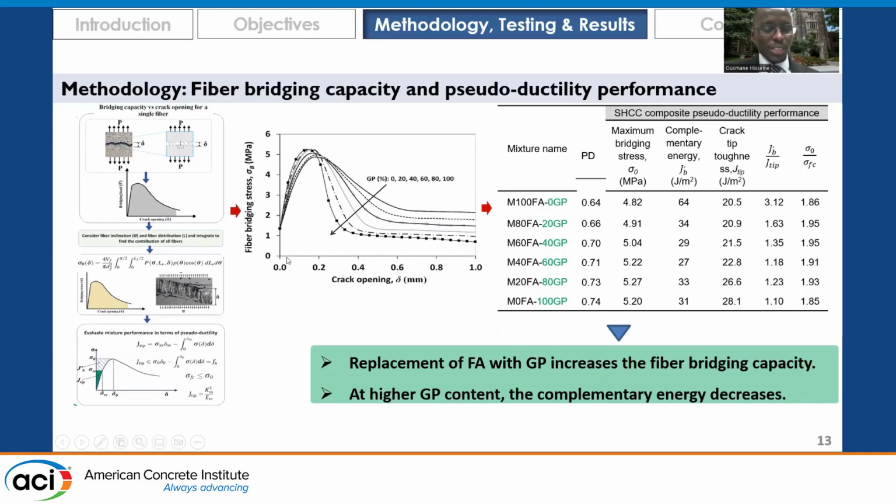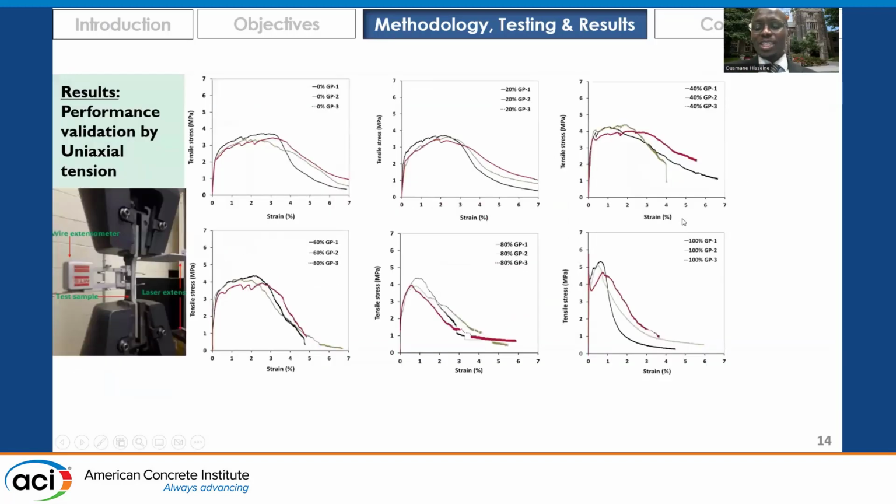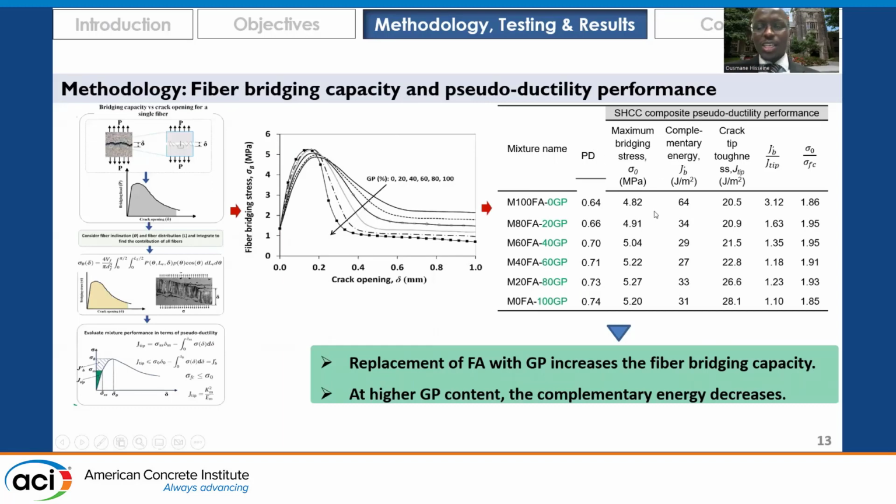This axis is bridging capacity, and here this is crack opening. Due to this drop, you can see that the curves have higher bridging capacity, but the crack opening corresponding to the maximum bridging capacity is getting lower. The crack opening is getting lower as we get higher ground glass content. This is because the matrix is becoming stronger and more brittle, so this leads to lower complementary energy. As we see here, the complementary energy is becoming lower with higher glass powder content.